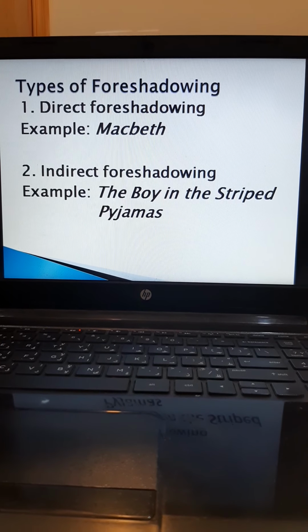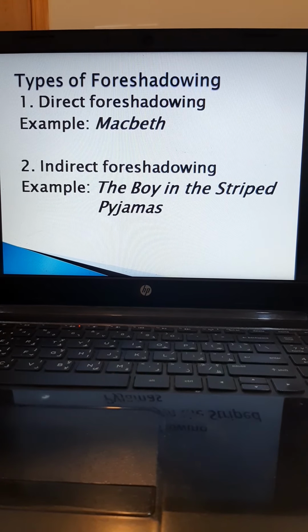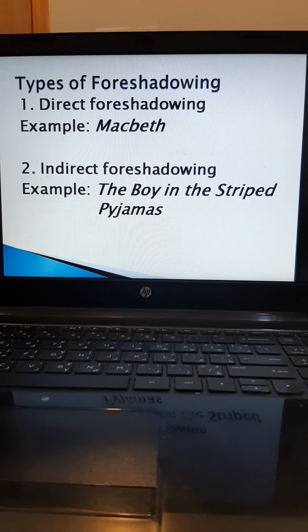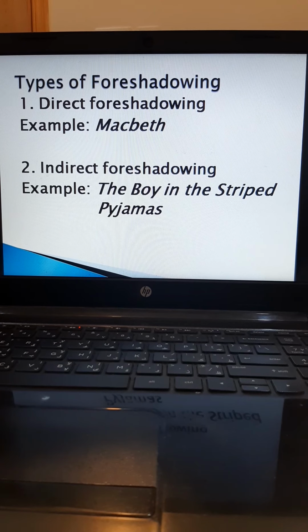Right. So, what are the types of foreshadowing? Number one, direct foreshadowing, and number two, indirect foreshadowing. Now, let's talk about the first one. In this type of foreshadowing, the story openly suggests an impending problem or event. For instance, in Macbeth, Shakespeare uses direct foreshadowing with the witches' prediction in the very opening scene.